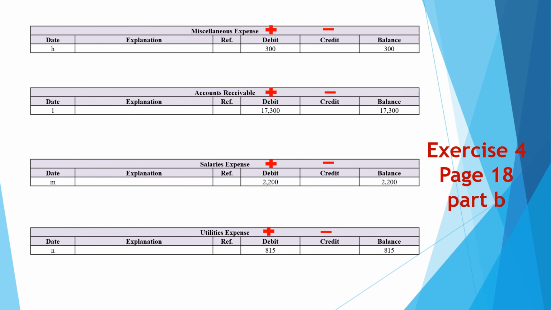The four accounts in this slide are the miscellaneous expense, the accounts receivable, salaries expense, and utilities expense. All of these accounts have a debit normal balance. That's why you can see that the plus is above the debit and the minus is above the credit. However, these accounts appear only one time in the general journal. That's why their amounts are transferred exactly to the balance.